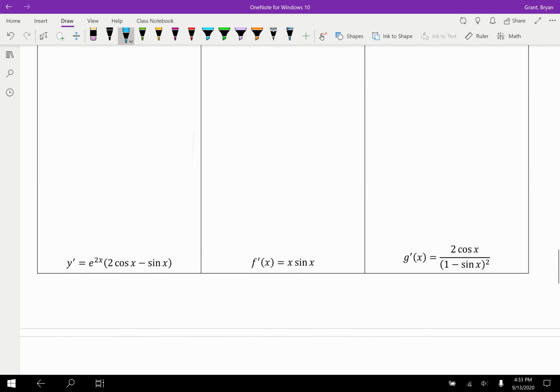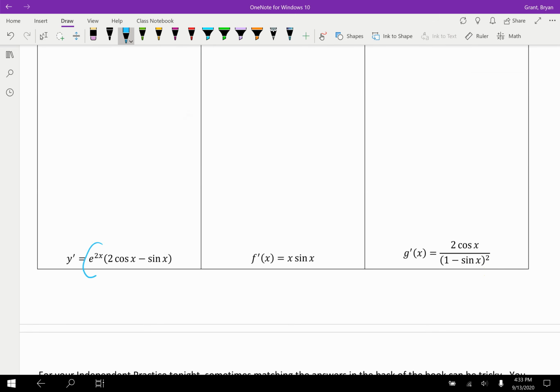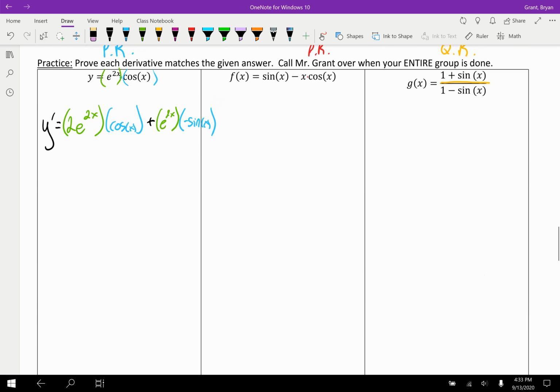Well, does that match our answer? No, it doesn't. But what did they do? It looks like they have e to the 2x factored out front. Let's look at these two. Do they each have an e to the 2x in common? Yeah, they do. E to the 2x, e to the 2x. It looks like a 3, it's a 2. So I think we can go right to the answer here.